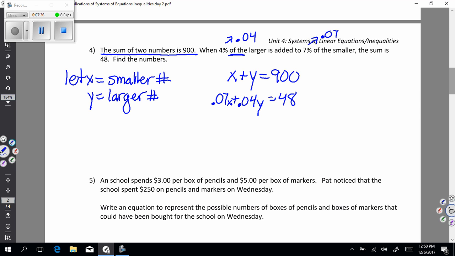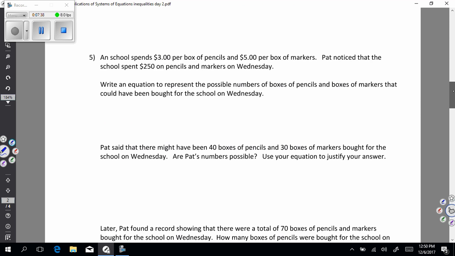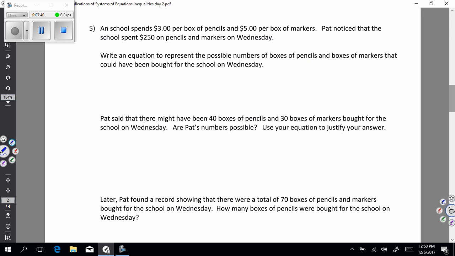Number 5, I think I'm going to do fully with you. Number 5 is a question that we've seen on a Regents exam. A school spends $3 per box of pencils and $5 per box of markers. I'm already thinking that 3 has to go with pencils, 5 has to go with markers, but I'm going to keep on reading. Pat noticed that the school spent $250.